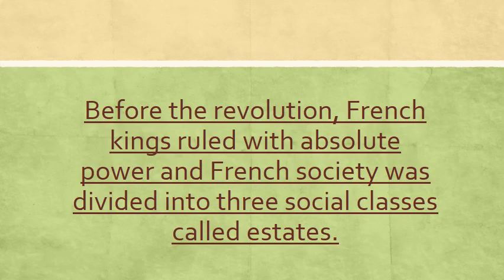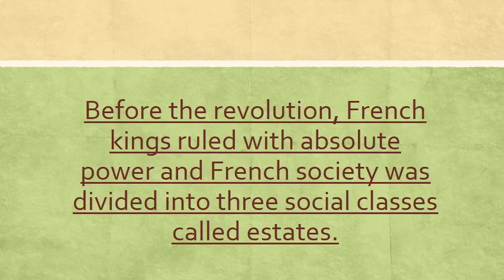So we're going to go into talking specifically about the French Revolution now, why it started and what it was and the different aspects of it. So you can write down your notes. Before the Revolution, French kings ruled with absolute power, and French society was divided into three social classes called estates. I'll read that again for you. It's up there for you to write down. Before the Revolution, French kings ruled with absolute power, and French society was divided into three social classes called estates. So we've got kings in France, absolute power. They could do whatever they want.